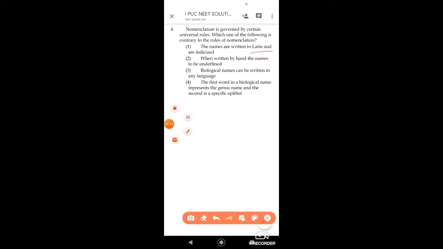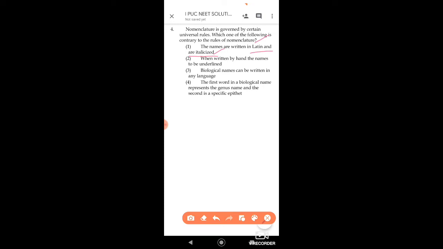So here, which one is contrary? That means here, which is the wrong statement you need to select out of these 4. 3 are correct, 1 is incorrect. First option we have here is, the names are written in Latin and are italicized. Yes, it is true that the scientific names need to be derived from the Latin language and it needs to be italicized. It should be in italics when written.